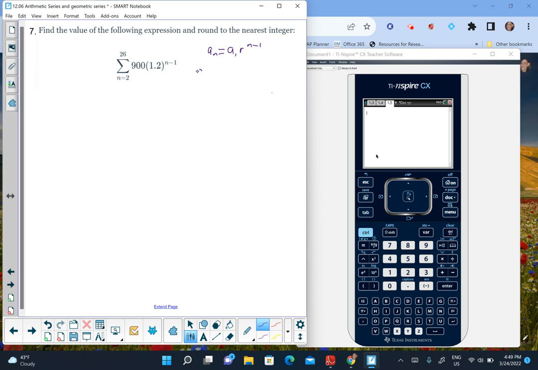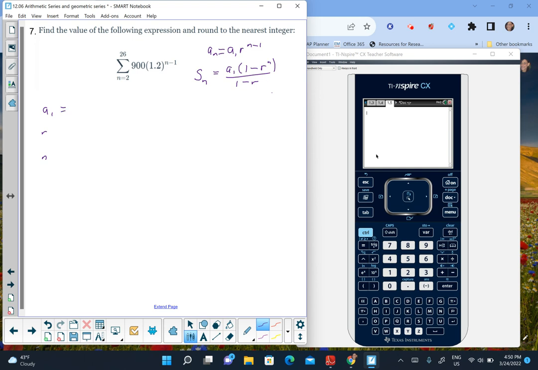Instead, what we're going to do is use the partial sum formula for the geometric sequence, which is S sub n is equal to a sub 1 times (1 minus r raised to the n) over (1 minus r). So the parameters in the formula are a sub 1, r, and n.